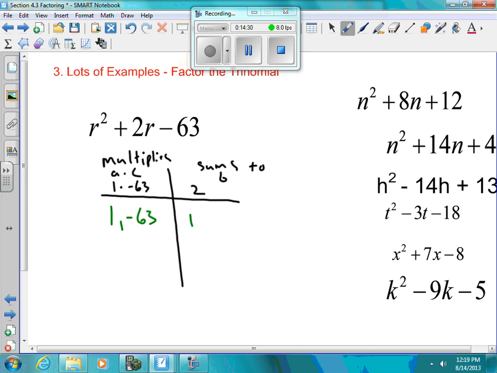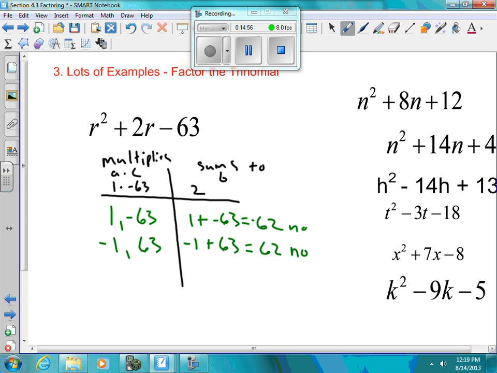Does that work? And the answer is obviously no. And neither does negative 1 and positive 63. But that is a different combination. So the bummer when C is negative is you have to try double the amount of combinations, because flipping the negative sign usually gives you a different sum when you add them together.